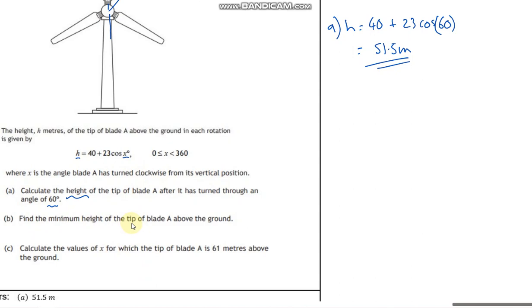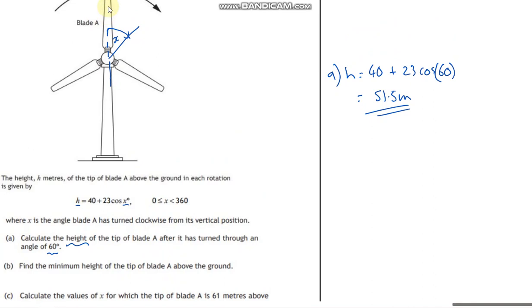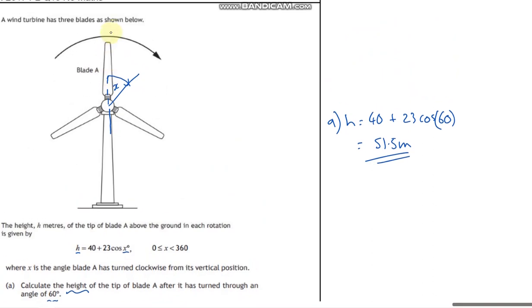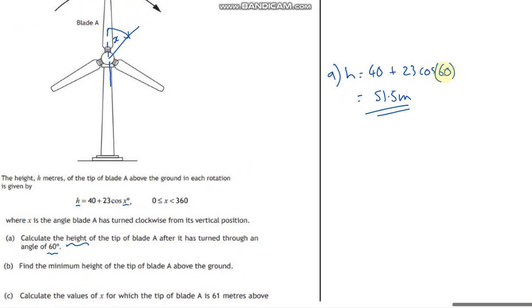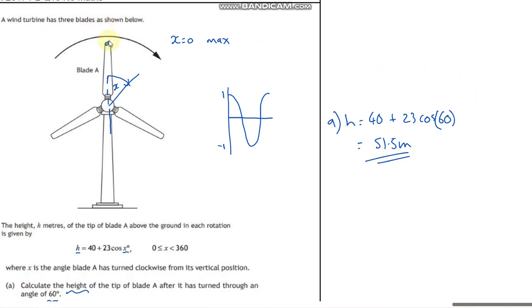Find the minimum height of the tip of blade A above the ground. The minimum height. So blade A right now at 0 degrees. So when x is 0, that's a maximum, isn't it? Yeah, right at the very top. So if we get cos of 0, that's going to come out as 1. We should know that our cos graph is like this. So it's a maximum of 1, negative 1. So if we put in cos 0, this becomes 1, so that'd be the maximum height. So our maximum height is looking like 40 plus 23.